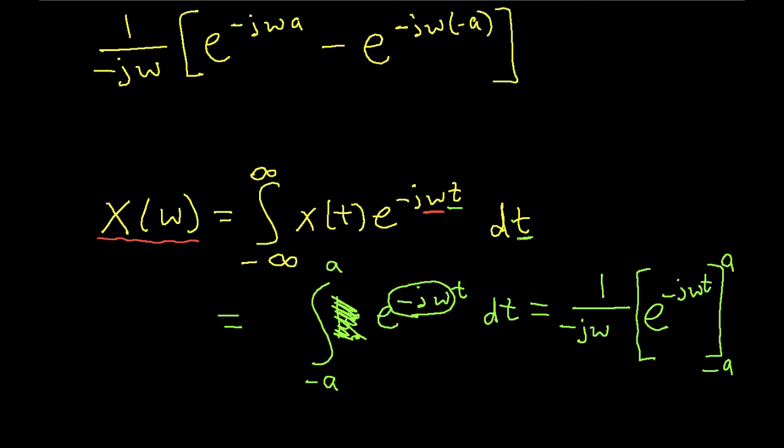Now we can do a little bit of manipulating the algebra here. This negative sign cancels this negative sign, and this negative sign here I can get rid of by putting a negative sign here and a positive sign here. I end up with 1 over j omega times e to the j omega a minus e to the minus j omega a.